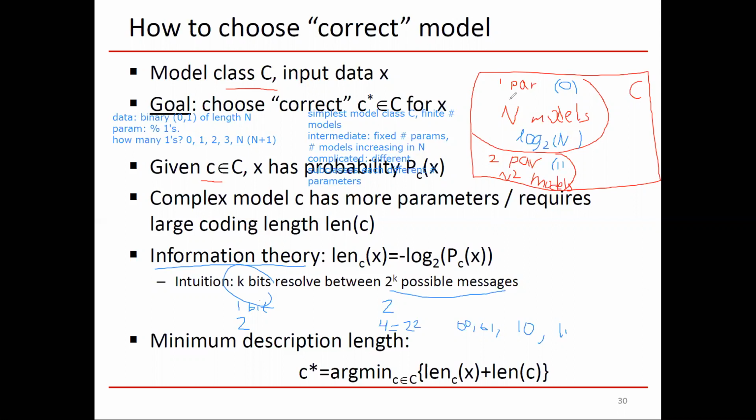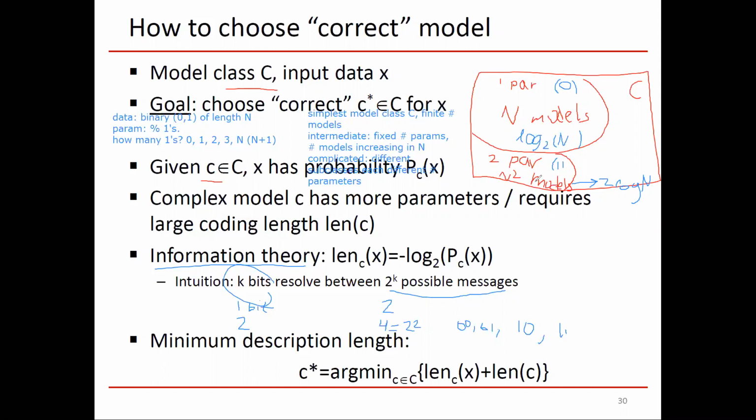So here I have n models, and I need log base 2 of n within this subclass to specify which model I'm using. Now, what if the first bit, recall, the first bit decides between the model class of 1 parameter or 2 parameters. What if it was a 1? I have 2 parameters. Now I have n squared models, and I need 2 log base 2 of n bits to choose the correct model, the best model within that second subclass.